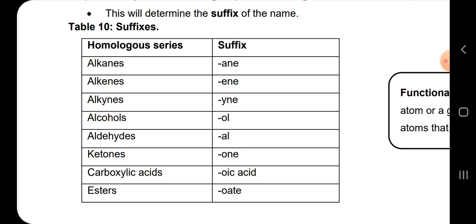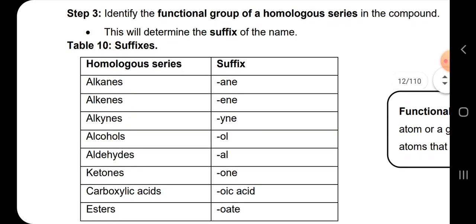For alkanes it is ane; anything that ends with ane is an alkane. Alkenes is ene, alkynes is yne, alcohols is ol, anything ol is an alcohol. Aldehydes, al. Ketones, one. Carboxylic acid, oic acid. And then esters, oate. That will be the end of the name of that particular structure.